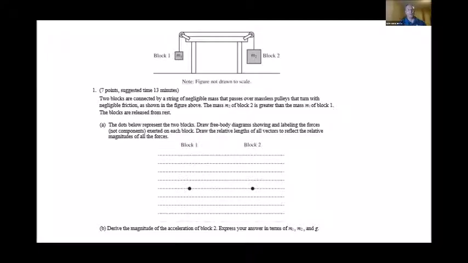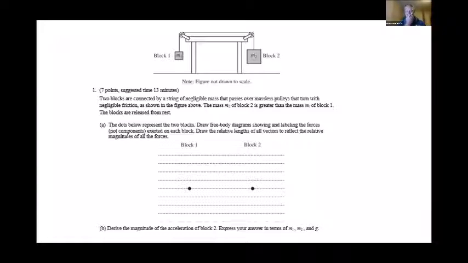So notice we've got these two blocks, and it's sort of a modified Atwood machine setup. The string has negligible mass, which is usually going to be the case in Physics 1. The magical massless pulleys have no friction. And we know in the real world, none of that's really true. The pulleys have mass. There is some friction, but we're ignoring those things to make the math easier. And that's the way it's usually going to be in Physics 1.